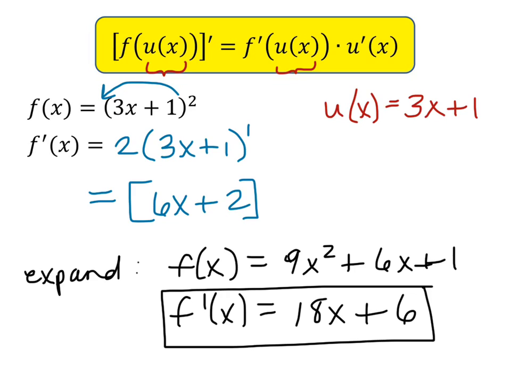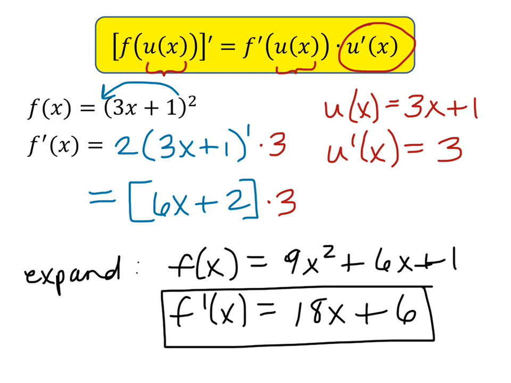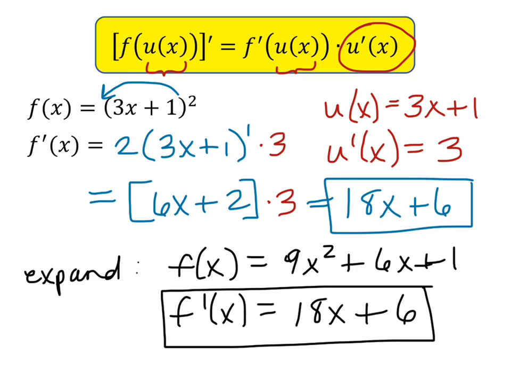So where does the 3 come from? Let's go back to the inside part, u of x, and chain rule is asking us to multiply by u prime of x. u prime of x, the derivative of this u inside the function, derivative of 3x plus 1 is equal to 3. So if we multiply by this u prime of x, if we multiply by 3 on each step, that's where we are going to see this derivative should become 18x plus 6, which confirms the answer we got at the bottom from power rule.